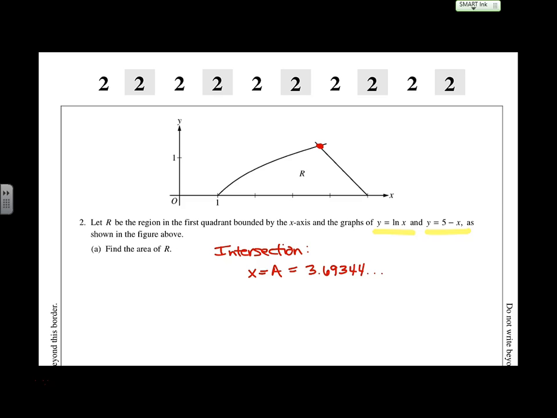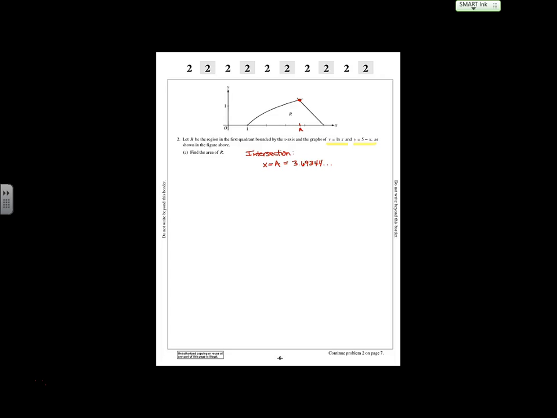Okay, let me make sure I wrote it correctly. You can use dot dot dot, but make sure you don't write anything incorrectly. So I had A being the intersection point, this point right here, which you can find with your calculator. So we have ln of x and 5 minus x.